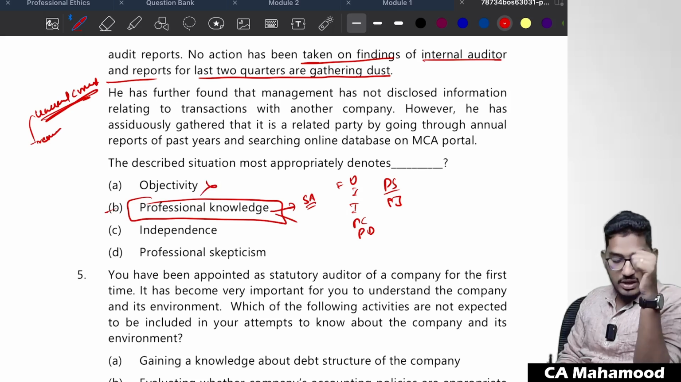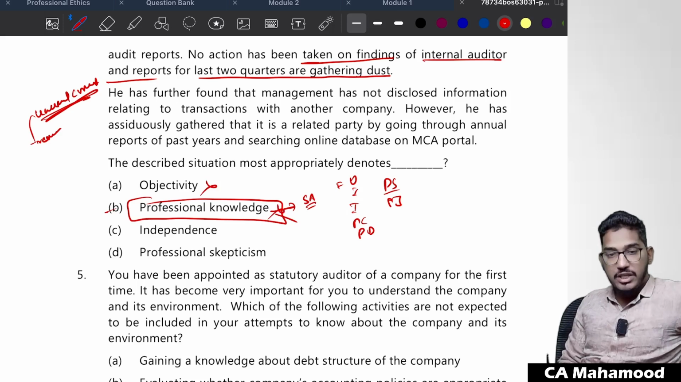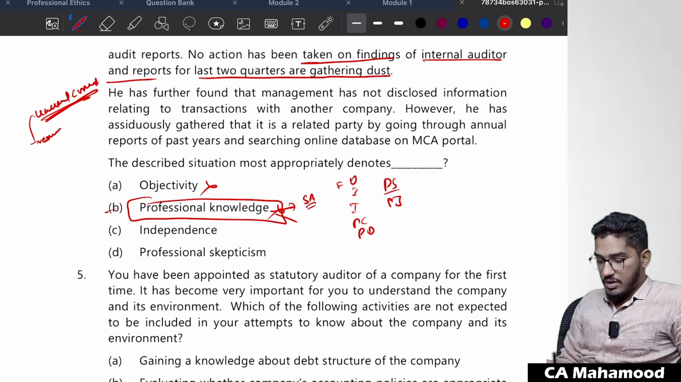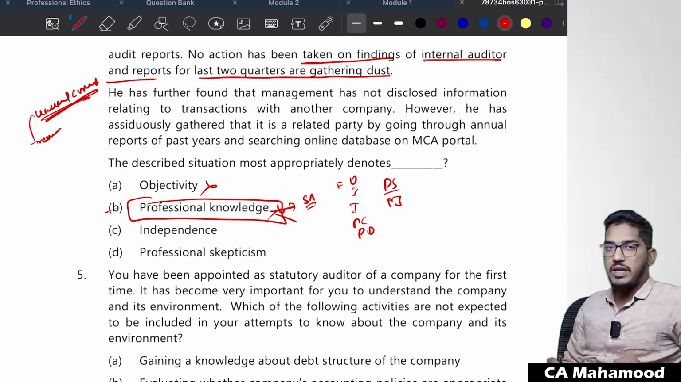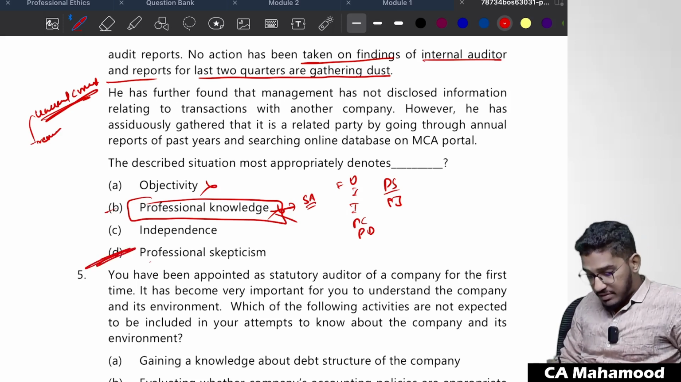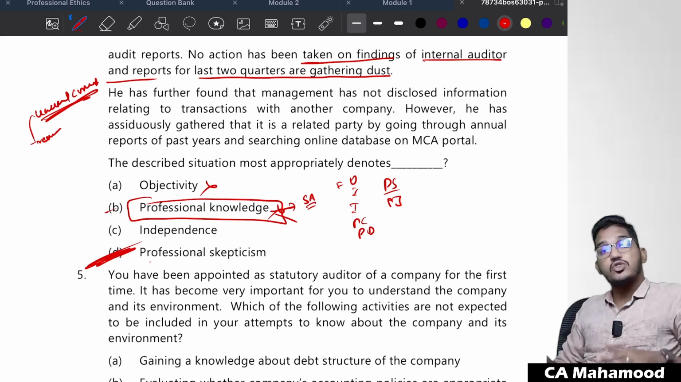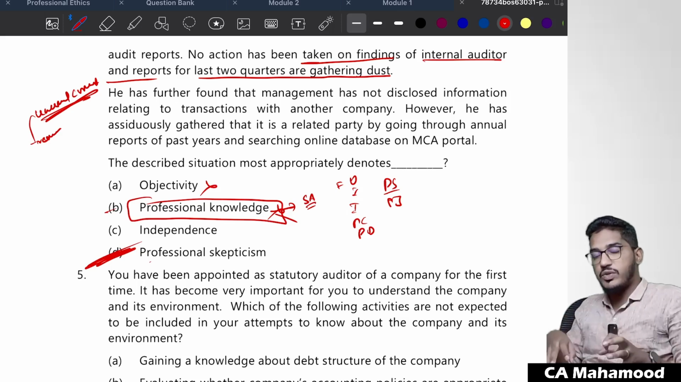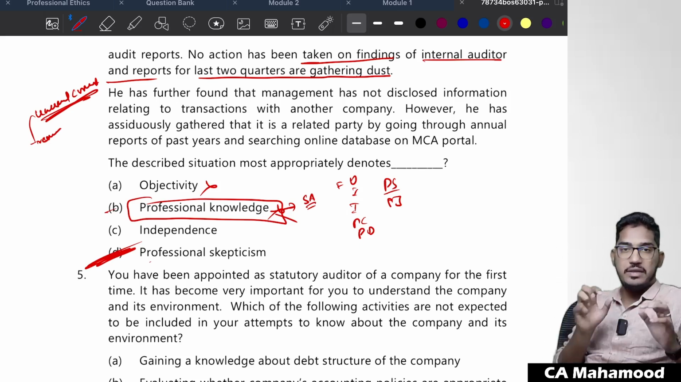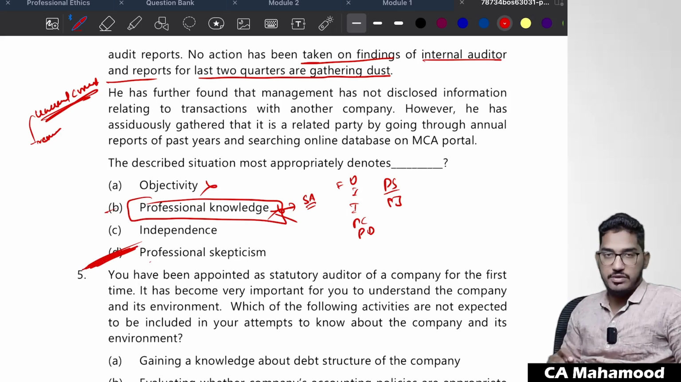So objectivity is not related, and professional knowledge is also nowhere related. Independence means the ability to take decisions in an independent manner. That is also not related to the given question. Independence is the ability to express the opinion in an independent manner. That is also nowhere related. Professional skepticism, yes, this is the correct answer. You did not stop when the management did not provide information. You remained skeptical. You maintained that questioning mind. You went to the MCA portal and extracted the information. So the quality you have shown here is professional skepticism.